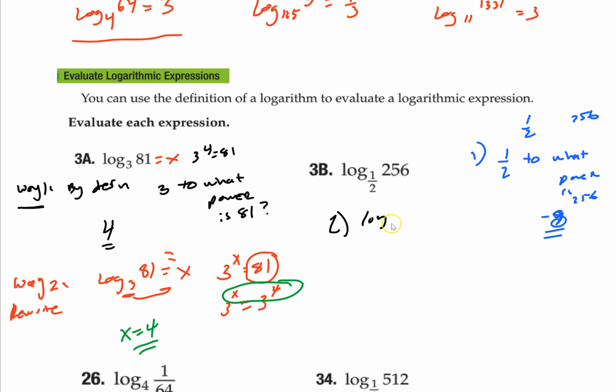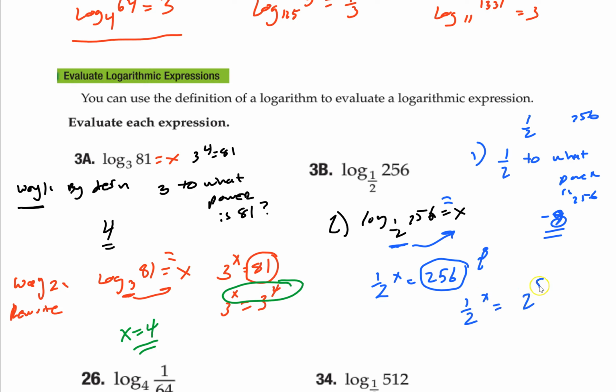Right, way 2 is set equal to x. Set equal to x, rewrite it. So find your base, 1/2. 1/2 to the x equals 256. Now it's just like last time's homework. We gotta try to get the bases to match. So lots of ways you can do this. First, you gotta break down 256. No matter what you do, you gotta know that 2 to the 8th is 256. So this is gonna be (1/2)^x equals 2 to the 8th.